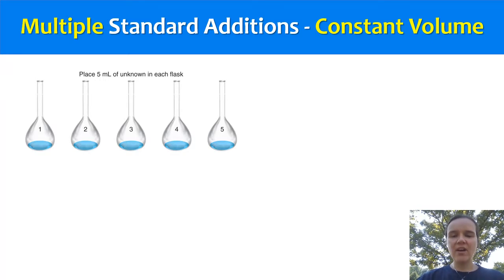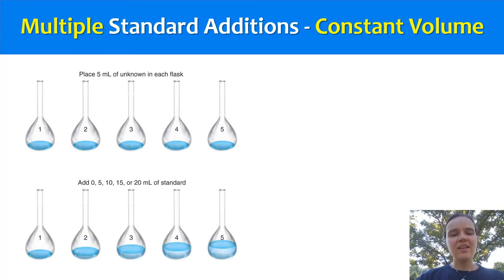So let's just say you have the original sample plus 4 standards, and so that's 5 flasks, all of which receive the same amount of unknown. In this example, 5 milliliters. Then you're going to have one flask always has no standard added to it.